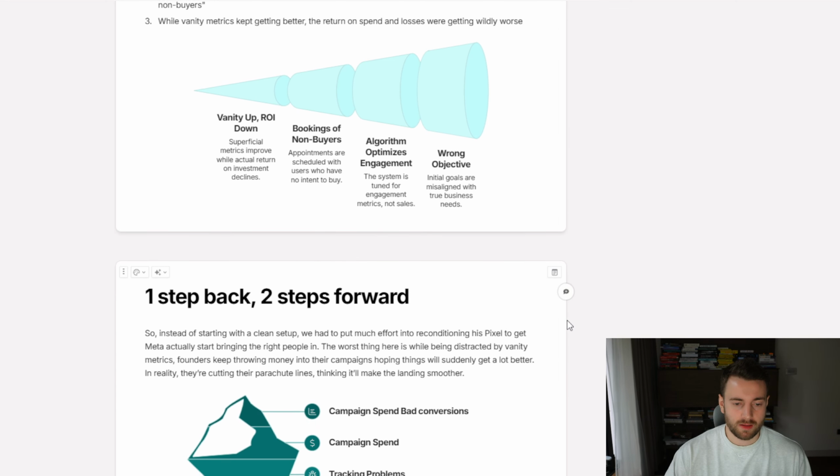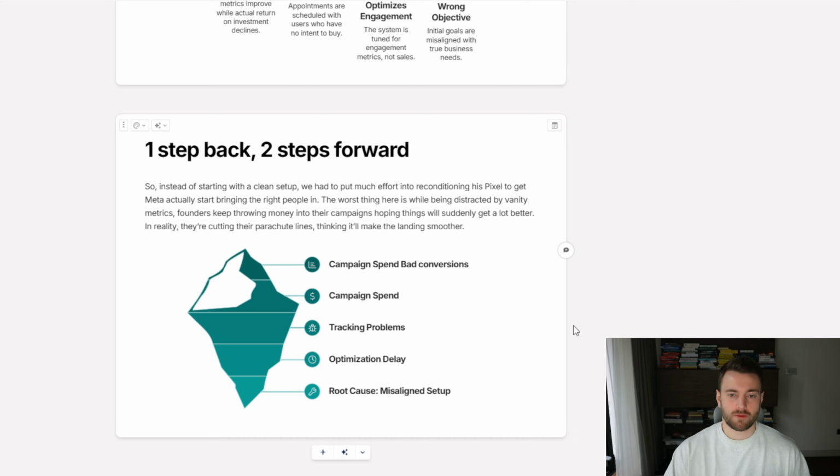So we made one step back to make two steps forward. Instead of starting with a clean setup, we had to put much effort into reconditioning his pixel to get Meta to actually start bringing the right people in. The worst thing here is, while being distracted by vanity metrics, founders keep throwing money into their campaigns, hoping things will suddenly get a lot better. In reality, they're cutting their parachute lines, thinking it will make the landing safer.